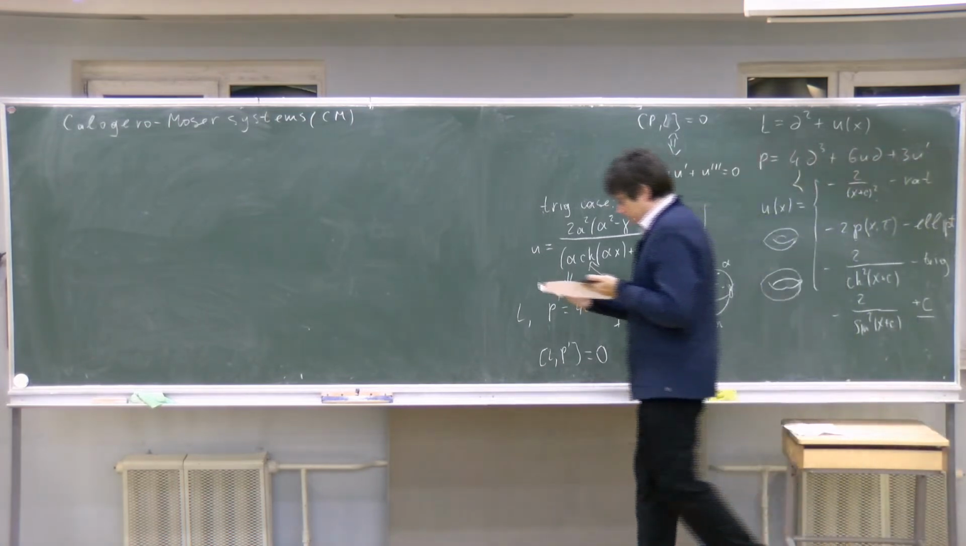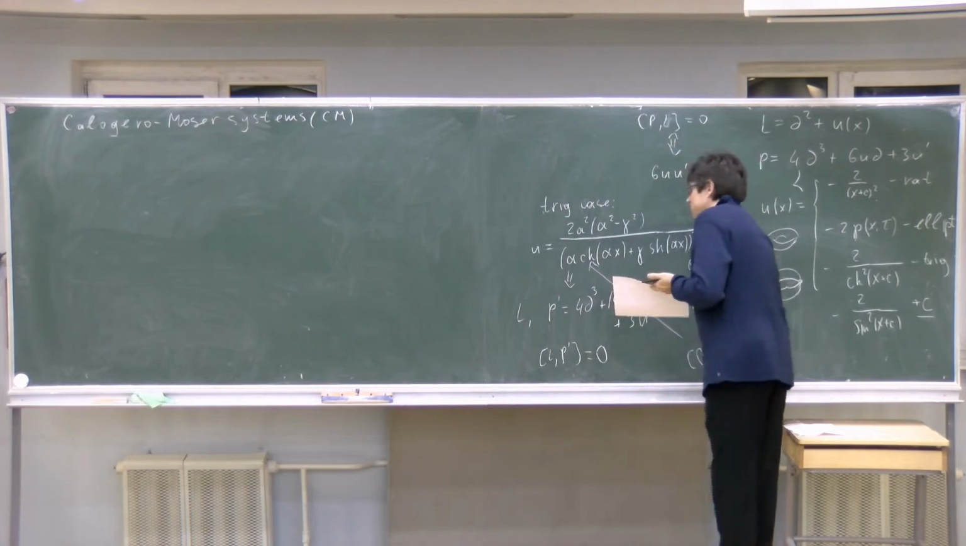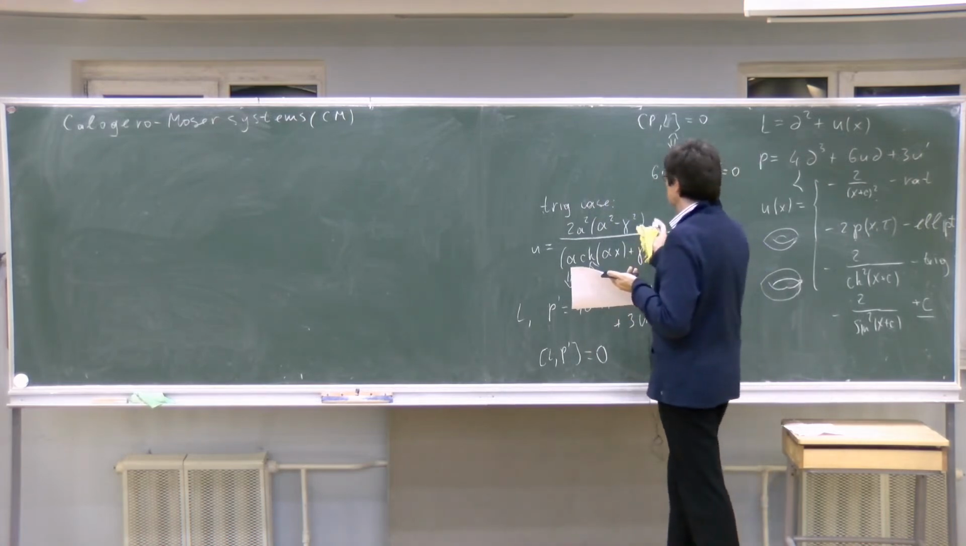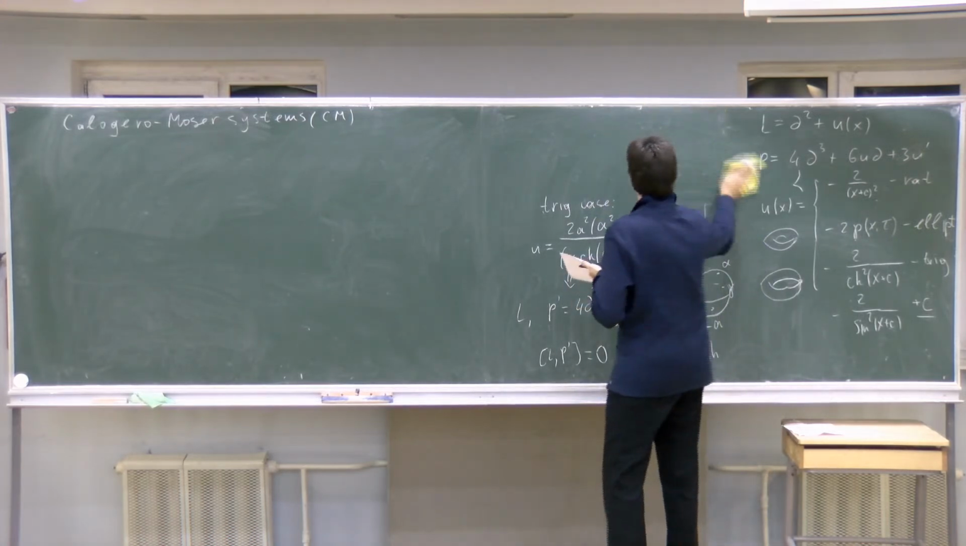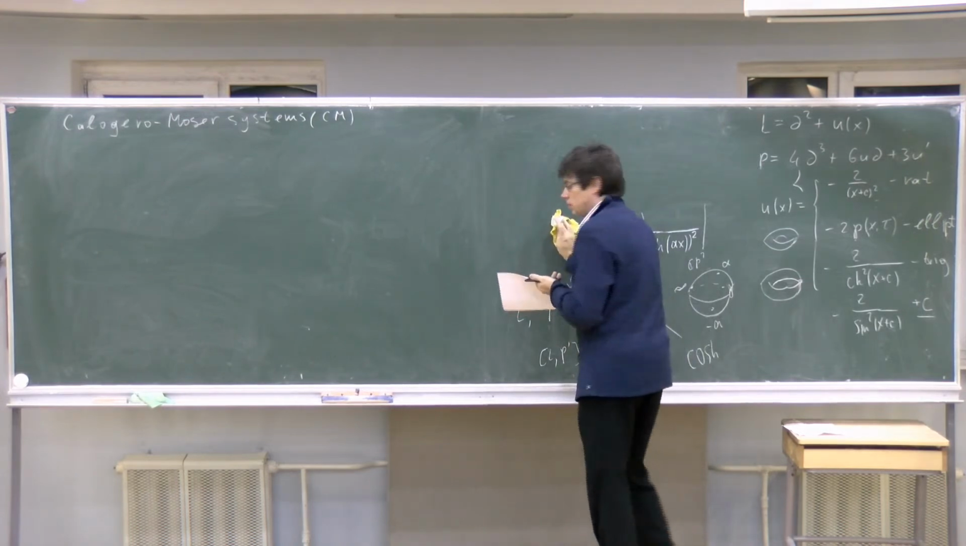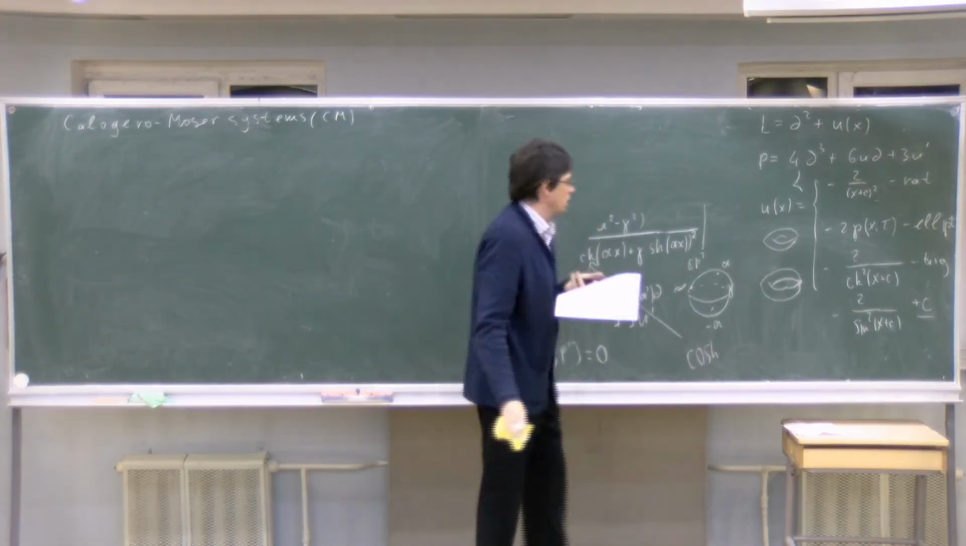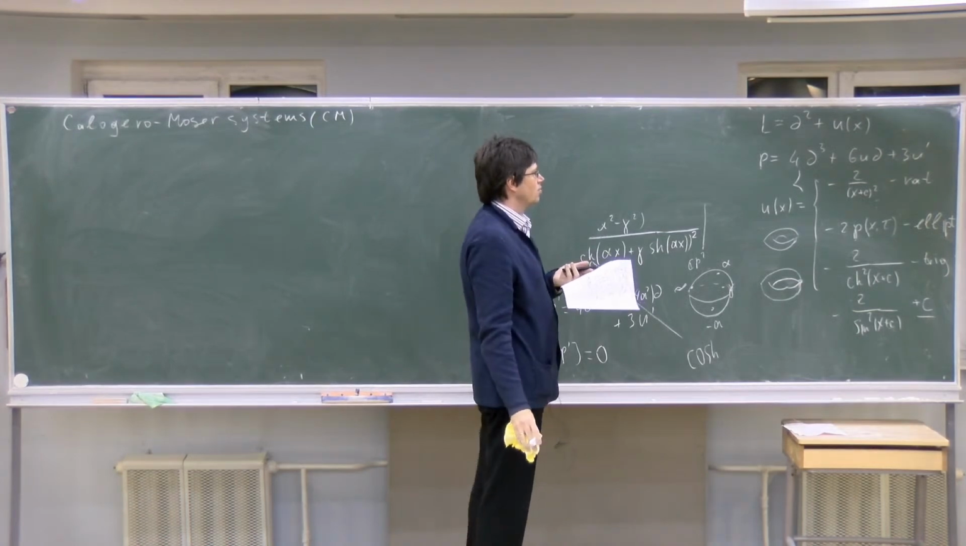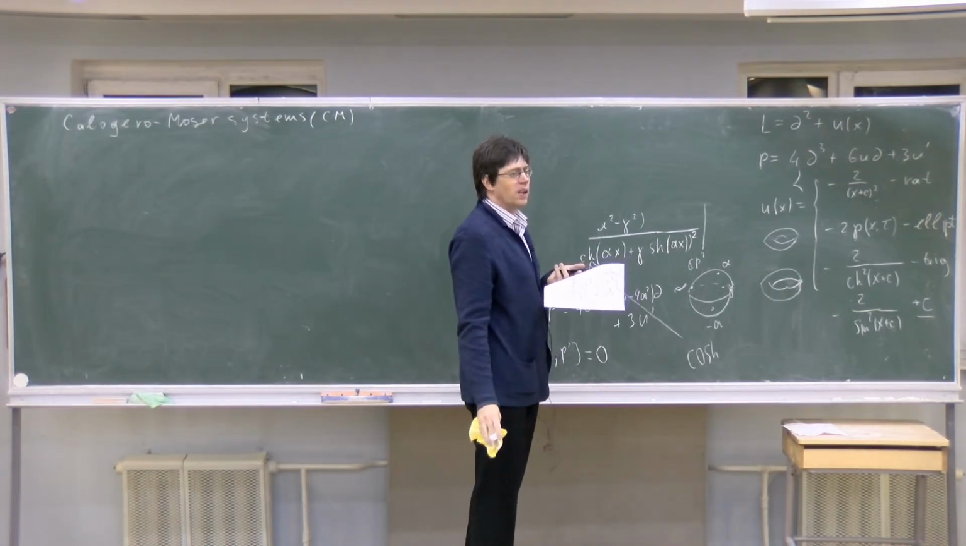But now let me continue with the general definition of a Calogero system. I will start. Yeah. Is there any geometric meaning of this constant?